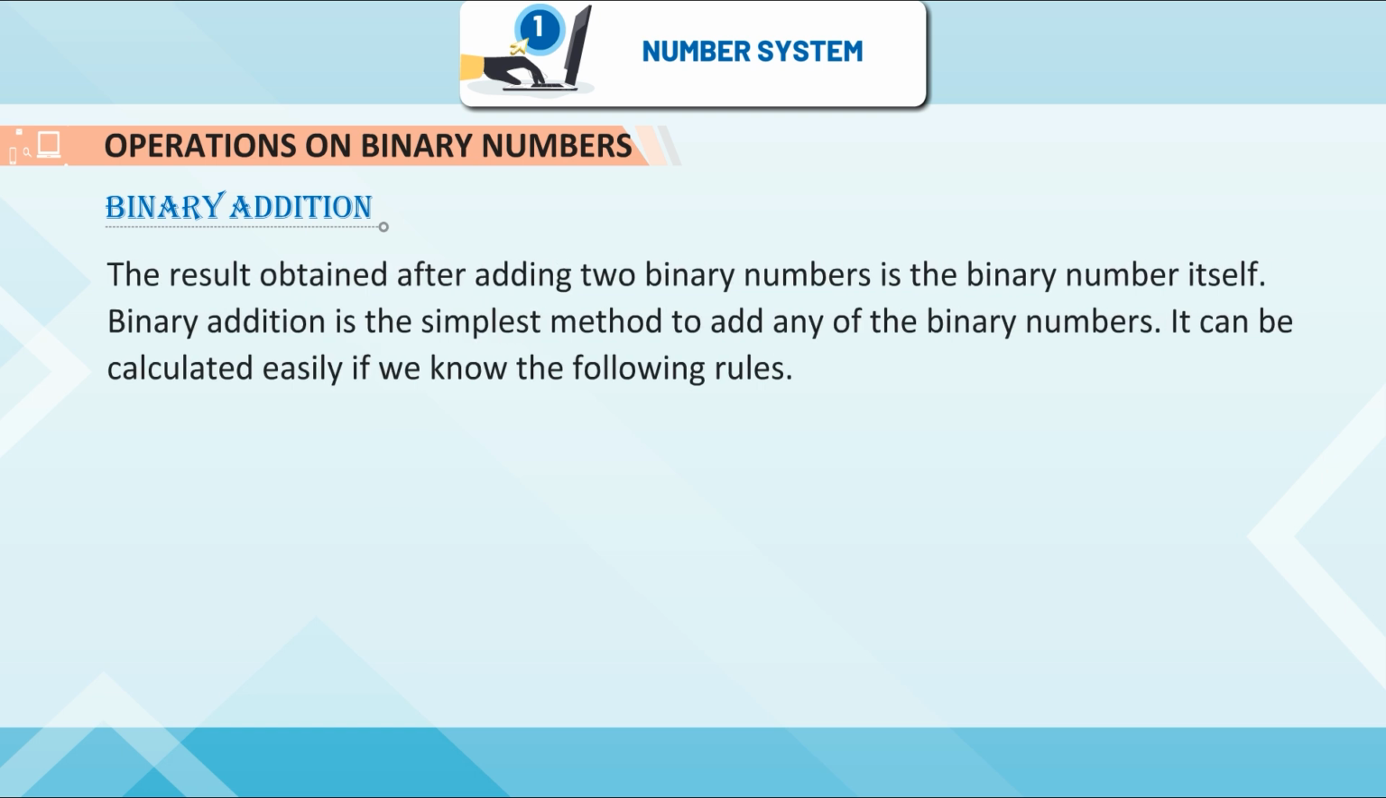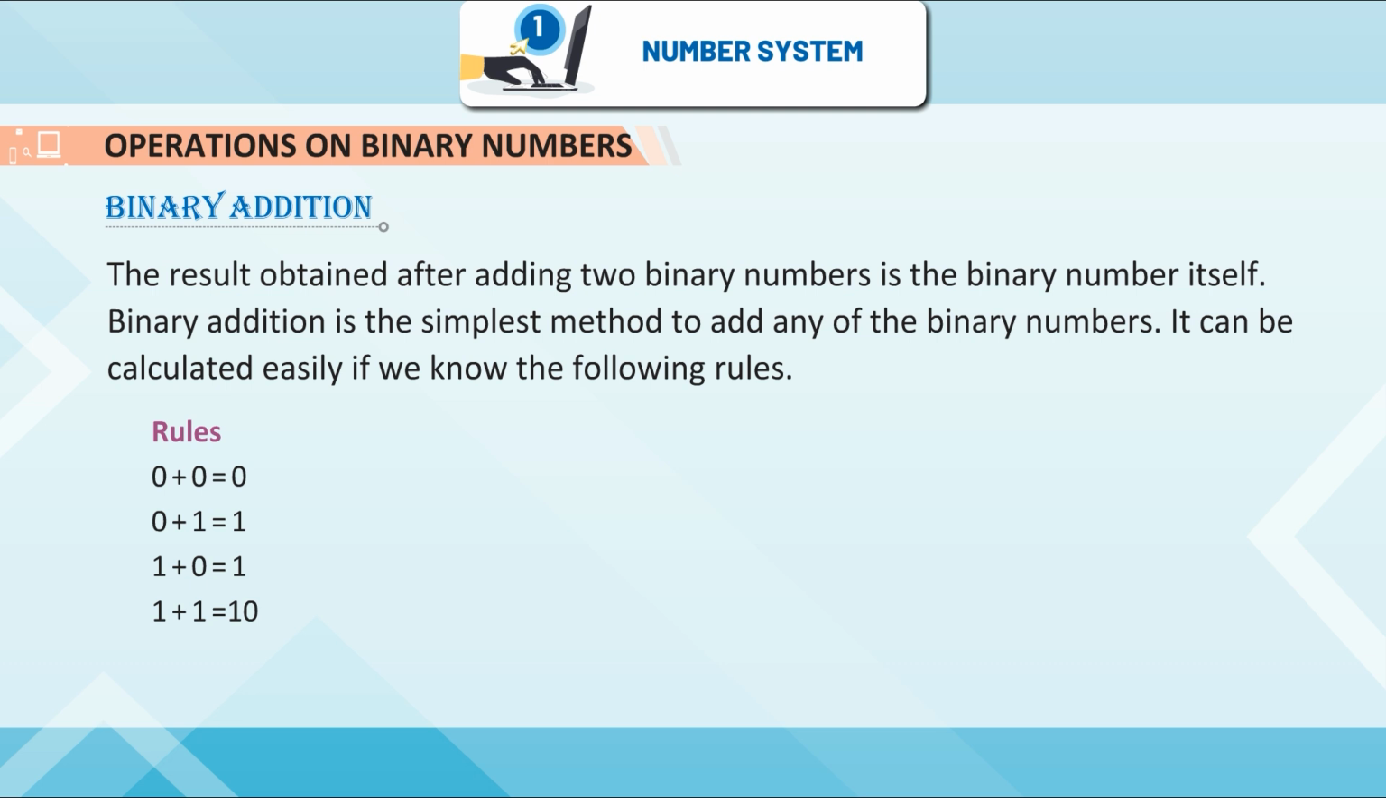Binary addition. The result obtained after adding two binary numbers is the binary number itself. Binary addition is the simplest method to add any of the binary numbers. It can be calculated easily if we know the following rules. Rules: 0 plus 0 is equal to 0. 0 plus 1 is equal to 1.